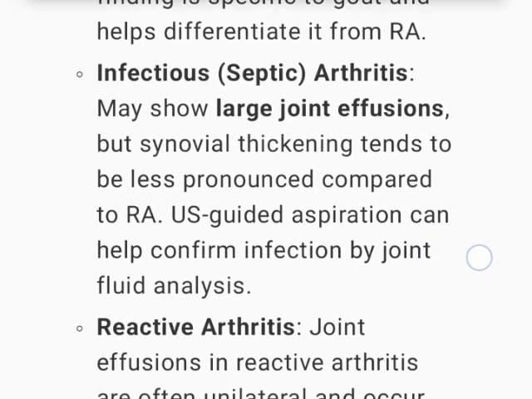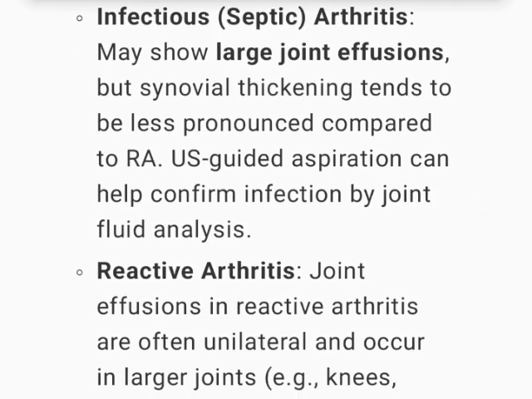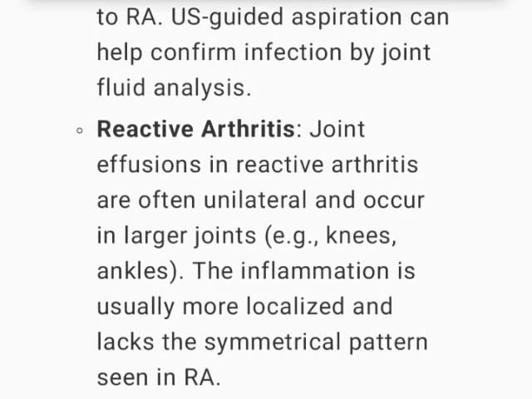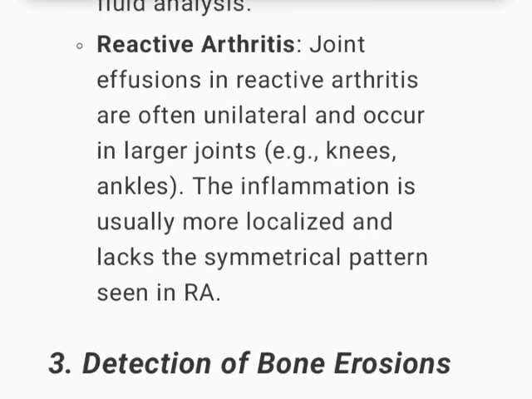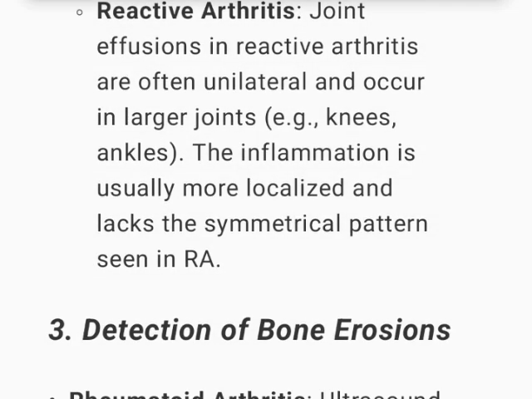Infectious septic arthritis may show large joint effusions, but synovial thickening tends to be less pronounced compared to RA. US-guided aspiration can help confirm infection by joint fluid analysis. Reactive arthritis. Joint effusions in reactive arthritis are often unilateral and occur in larger joints, e.g., knees, ankles. The inflammation is usually more localized and lacks the symmetrical pattern seen in RA.